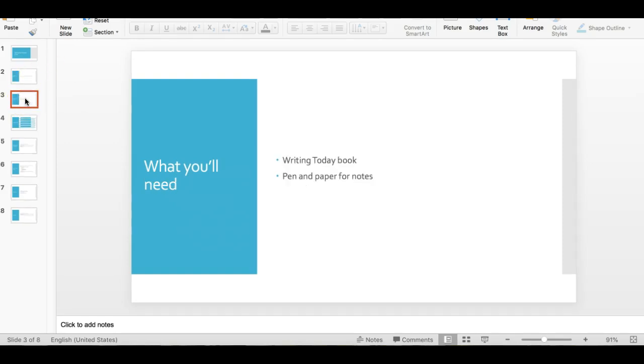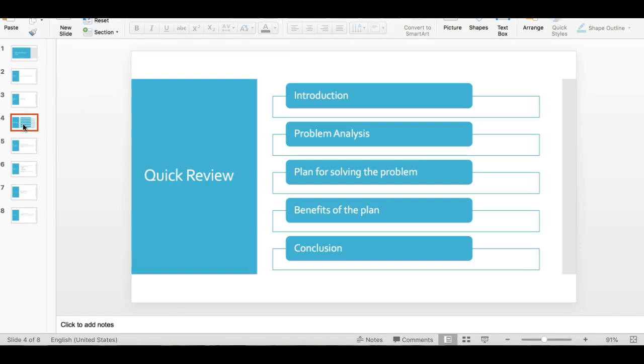Of course, you're going to need Writing Today because why? I take all of this information from Writing Today, so you can follow along. Pen and paper for notes because that way you'll learn it better, and whenever the module closes, you will have your notes. So, quick review.